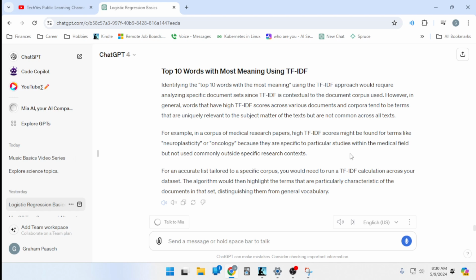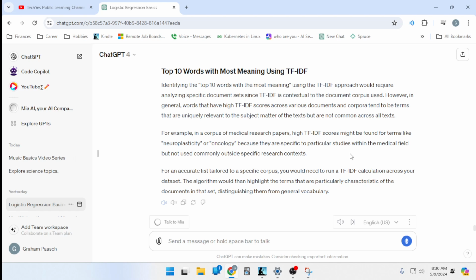Top 10 words with most meaning using TF-IDF. Identifying the top 10 words with most meaning using the TF-IDF approach will require analyzing specific document sets, since TF-IDF is contextual to the document corpus used. However, in general, words that have high TF-IDF scores across various documents and corpora tend to be terms that are uniquely relevant to the subject matter of the text but are not common across all texts.